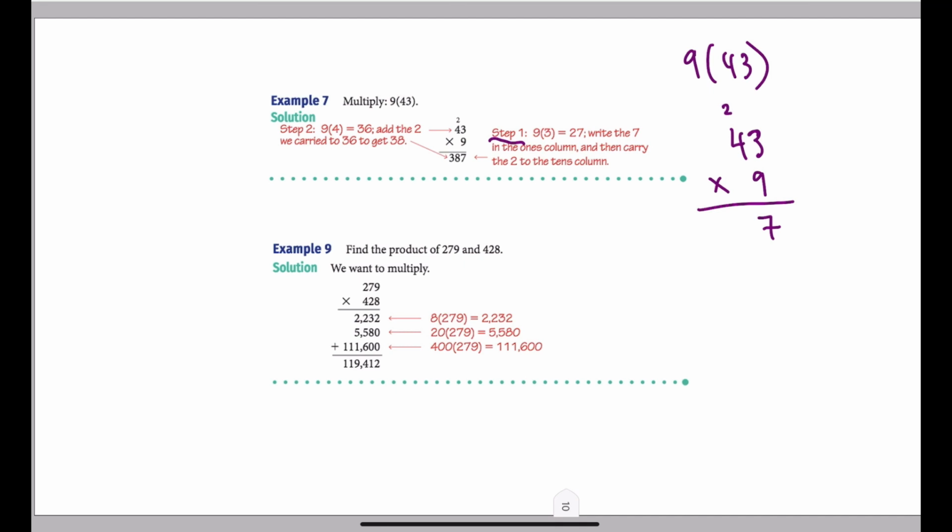Now, before I do anything with that 2 in the carry, I have to multiply 9 times 4. So instead of multiplying 9 times 3, now I'm going to multiply the 9 times the 4. But, let's see, 9 times 4 is 36, but then I need to add the 2 more that I had carried over. So 36 plus 2 is 38.